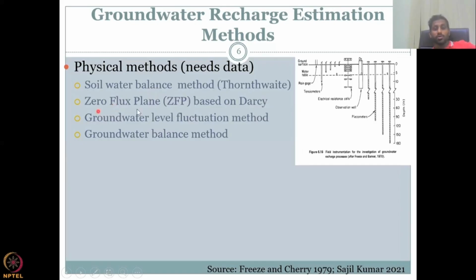Then you have the zero flux plane, ZFP, based on Darcy. Remember, Darcy's is a saturated column, and how water flows through this plane is determined by Darcy's flow. So Darcy's flow, if it is kept only in this soil profile, gives you the groundwater recharge. After that, you can use Darcy's flow to look at groundwater flow. Remember your class notes that we use Darcy to estimate groundwater flow. But Darcy's principle can also be used for recharge.